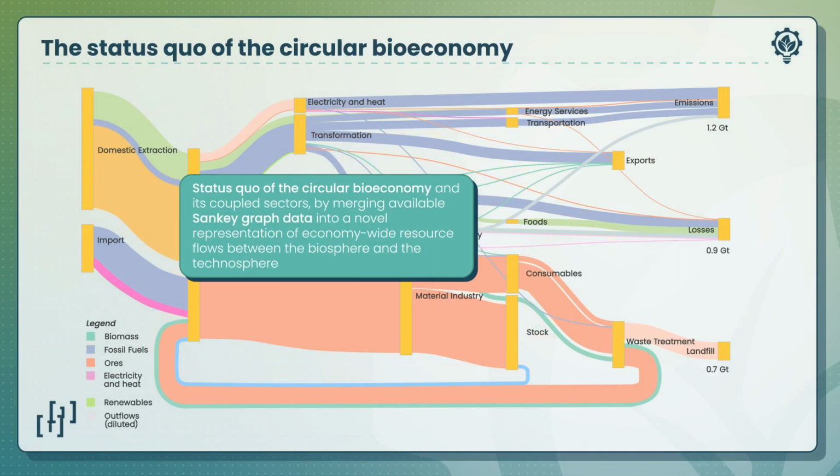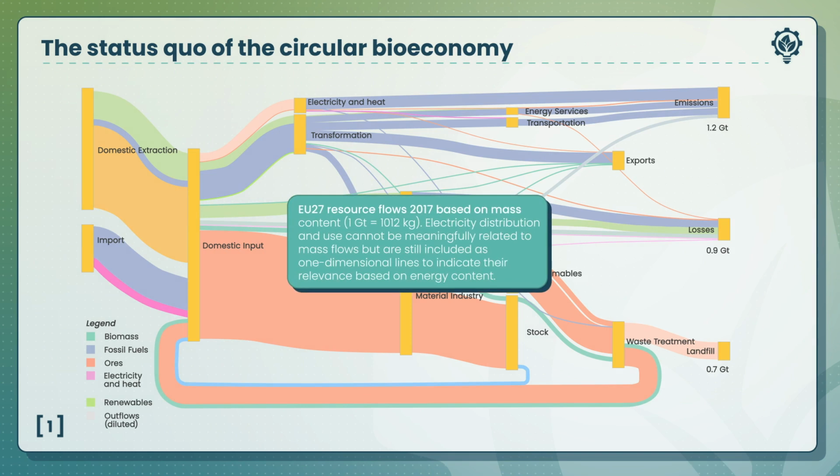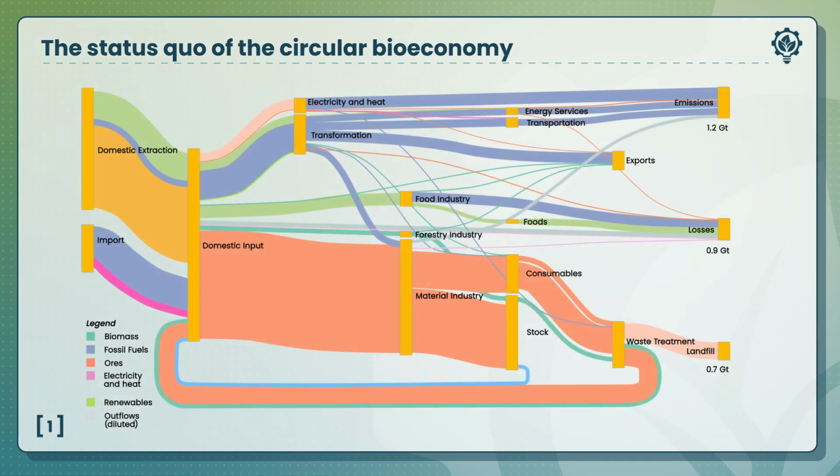The figures show the status quo of the circular bioeconomy and its coupled sectors by merging available Sankey graph data into a novel representation of economy-wide resource flow between the biosphere and technosphere. The first figure shows the EU27 resource flows in 2017 based on mass content. Electricity distribution and use cannot be meaningfully related to mass flow but are still included as one-dimensional lines to indicate the relevance based on energy content.